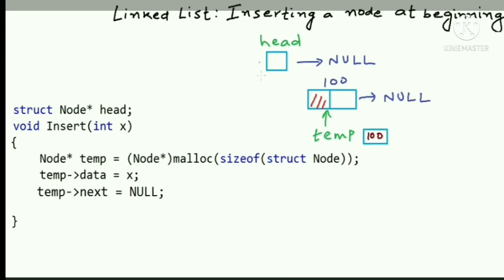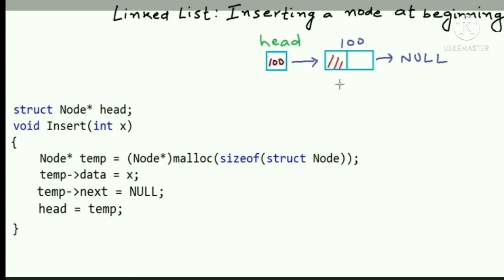Now, if we want to insert this node in the beginning of the list, there can be two scenarios. One, when the list is empty, like in this case. The only thing we need to do is point head to this particular node instead of pointing to null. So I will write a statement like head is equal to temp, and the value in head now will be address 100. And that's what we mean when we say a pointer variable points to a particular node. We store the address of that node. So this is our linked list after we insert the first node.